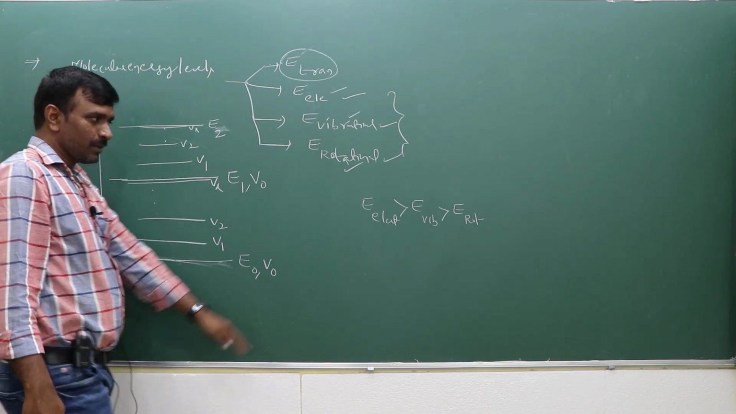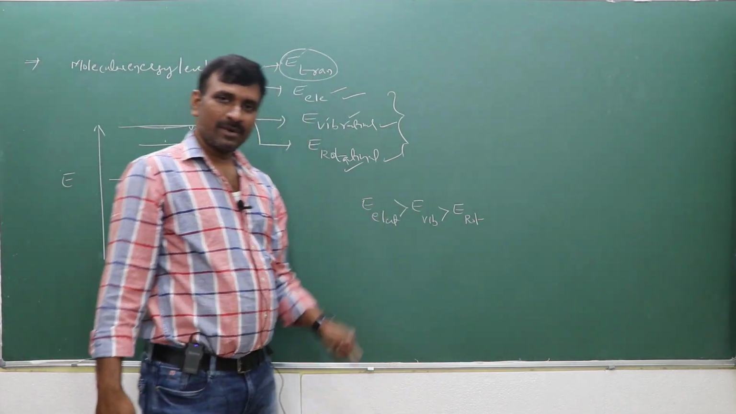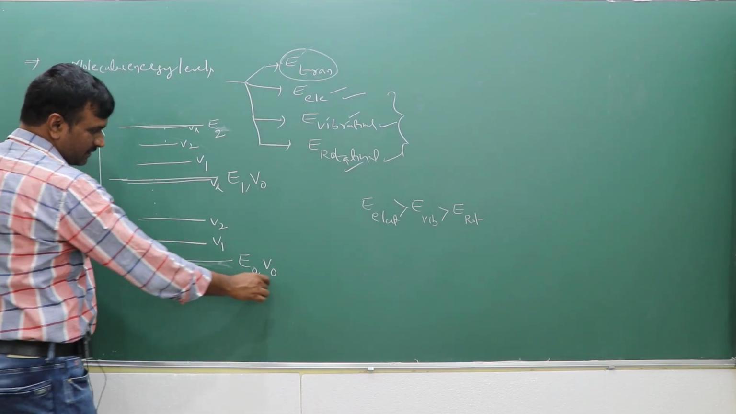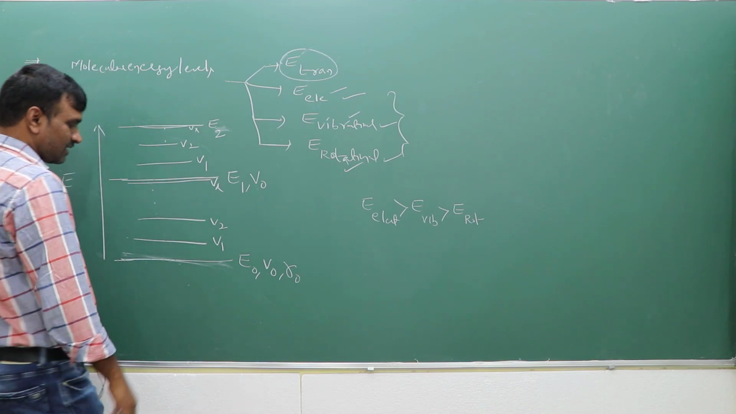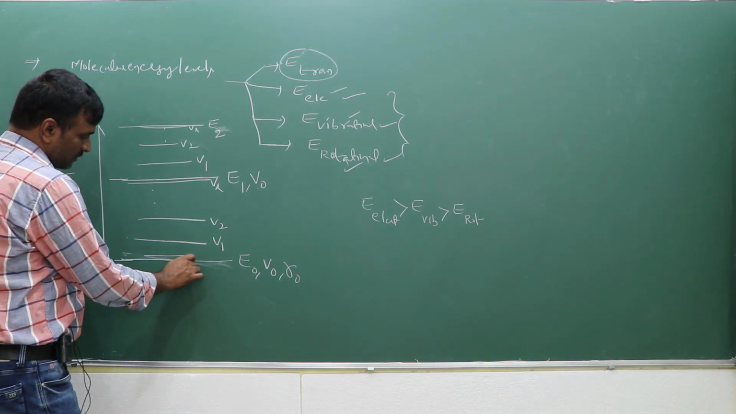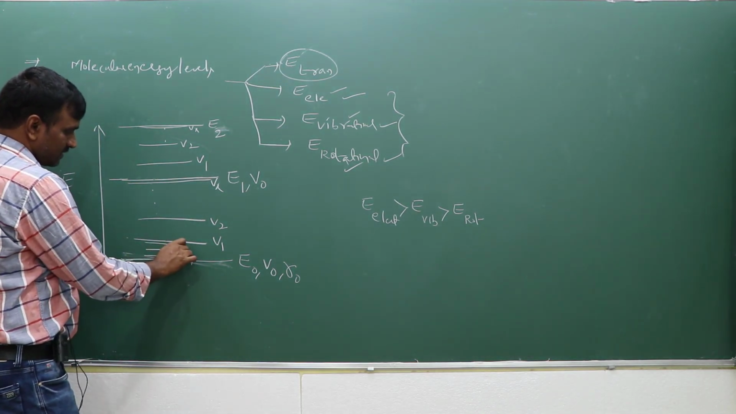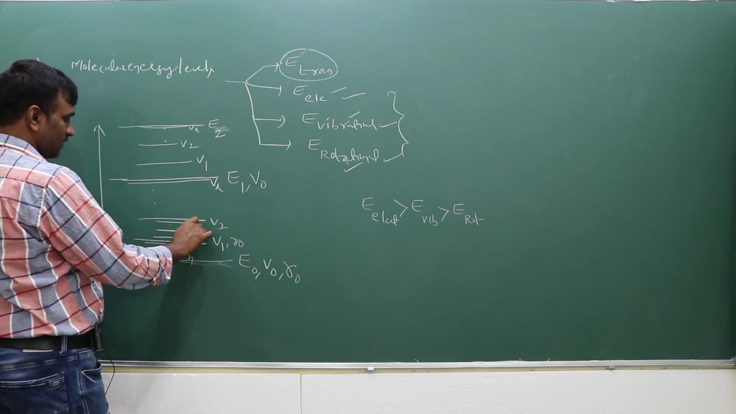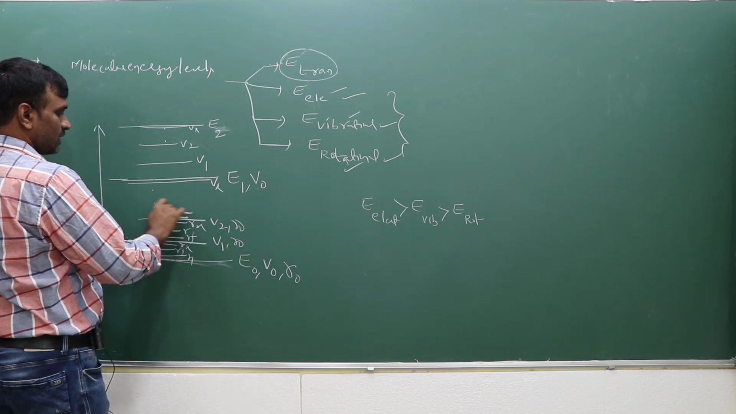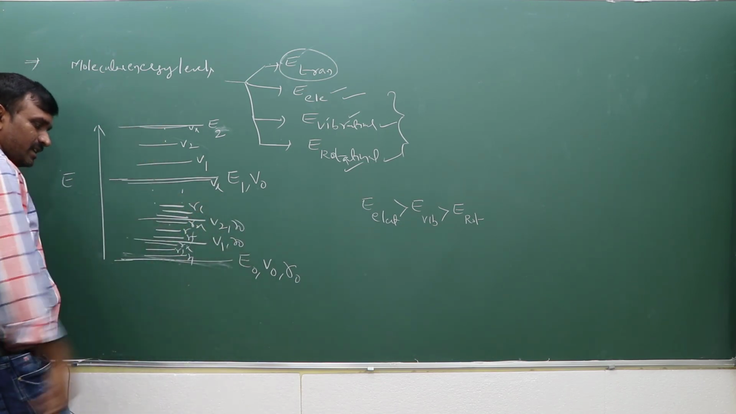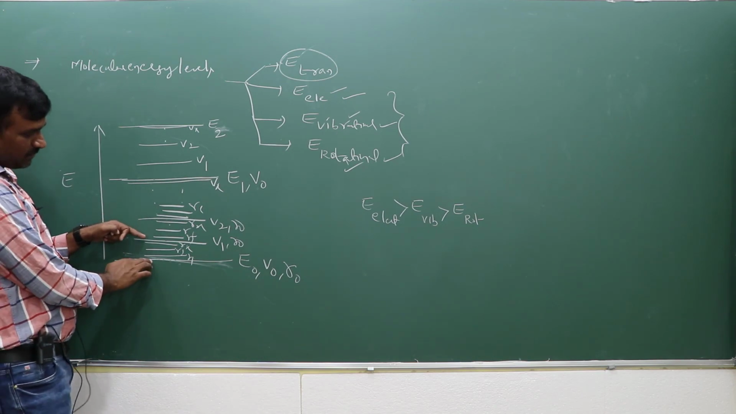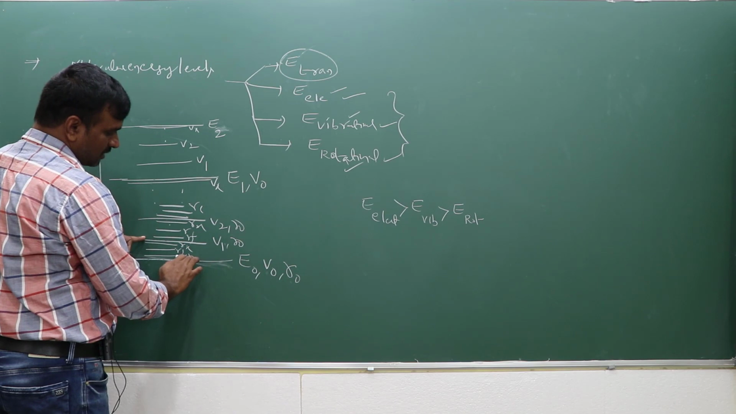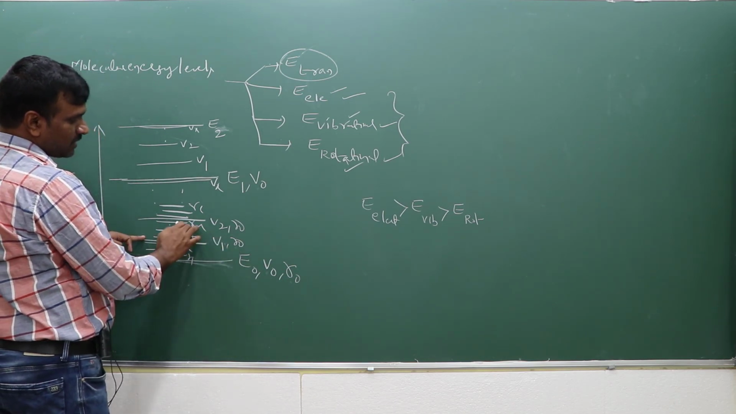Now rotational energy is still less. That means in between the vibrational levels, which levels are there? Rotational levels: R0, R1, R2, up to Rx. Again R0, R1, R2, up to Rx, like that it may be there. So in between the vibrational levels, V0 to V1, rotational levels are arranged, R0, R1, up to Rx.